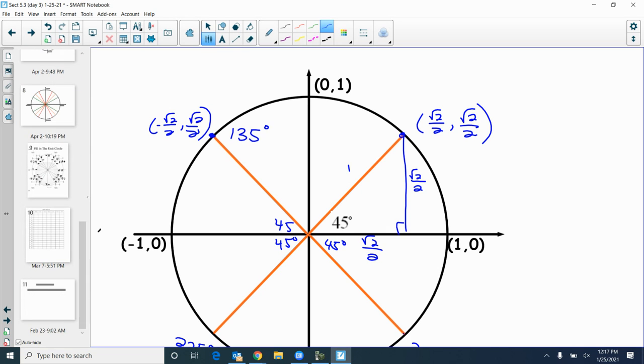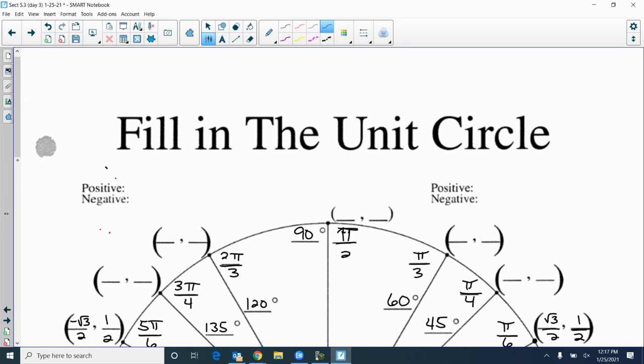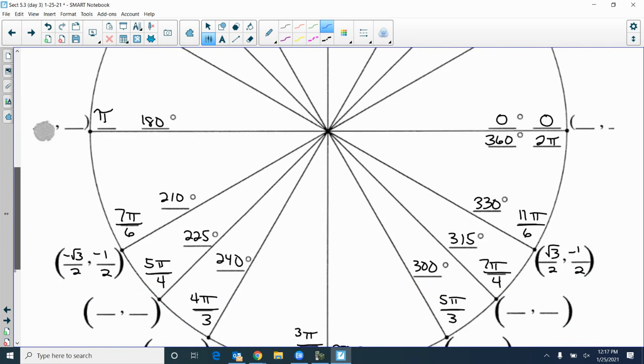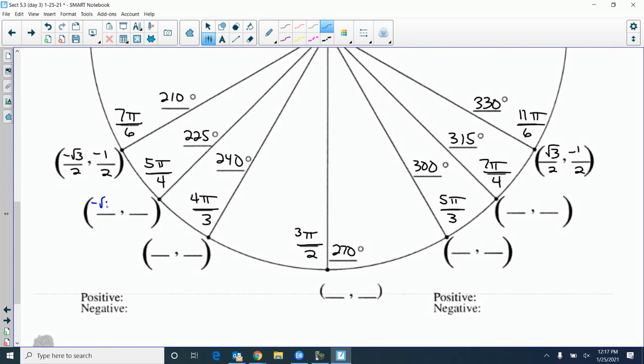So I go to my unit circle, and I make this radical 2 over 2, radical 2 over 2. For 135, it's negative radical 2 over 2, positive radical 2 over 2. For 225, they're both negative. And for 315, it's a negative y. So if you know those triangles, you can develop anything on the unit circle. What's the last one we have to do?